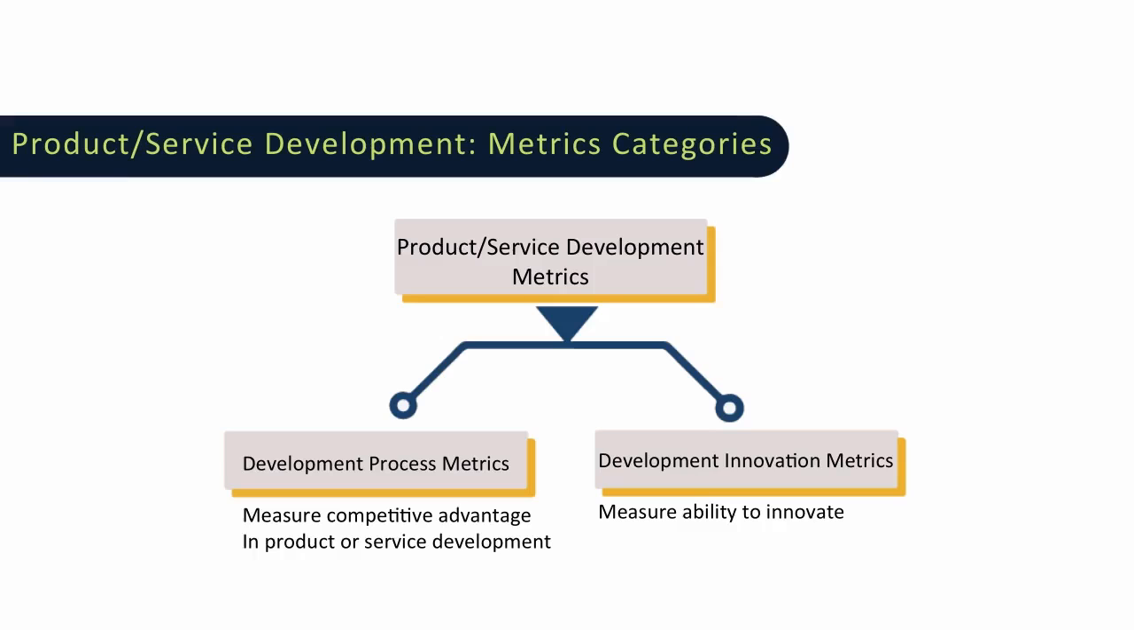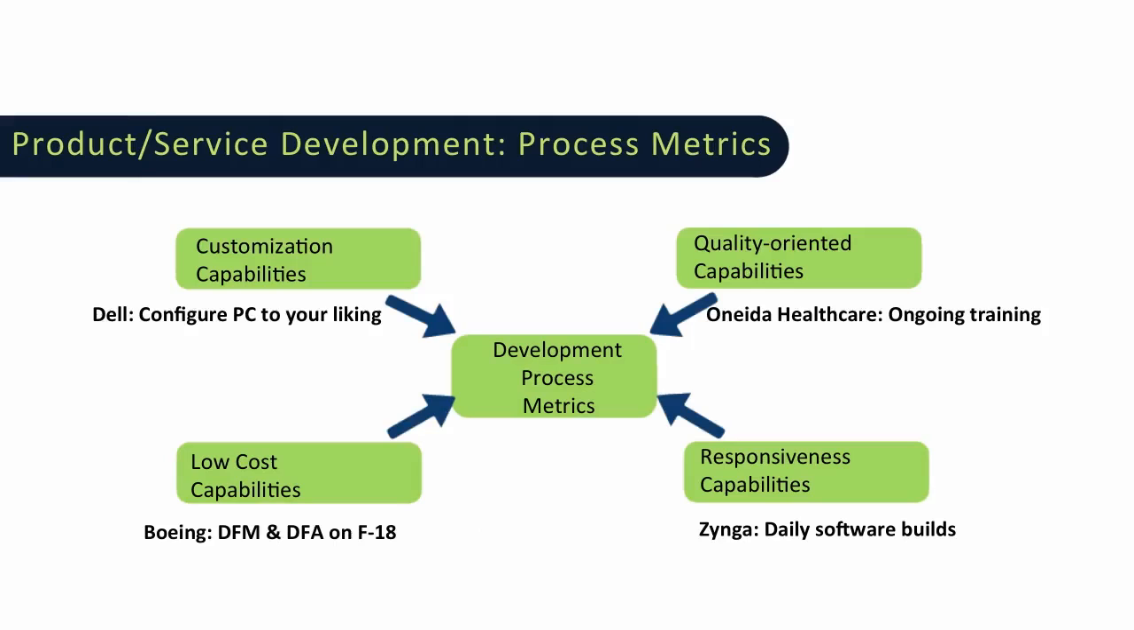For many companies, development of their products and services is critical to their success. Companies can measure development performance using development process metrics and development innovation metrics. Development process metrics measure a company's ability to leverage their competitive advantage in product or service development. This slide shows 4 typical categories for such metrics.